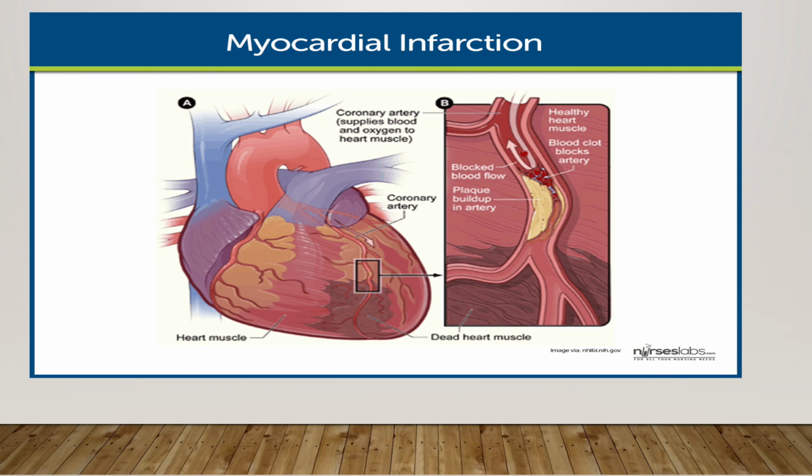Syntocinon should be used in the third stage management as ergometrine may cause coronary artery spasm. Diuretics to be used postpartum. Percutaneous transluminal coronary angioplasty can be done successfully around 36 weeks of pregnancy if needed.